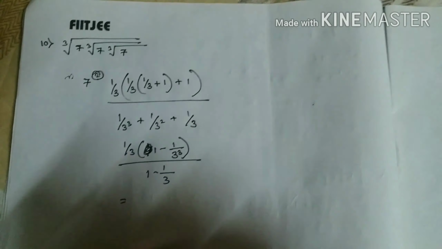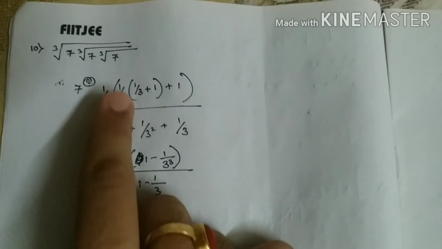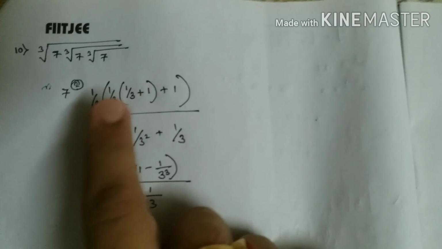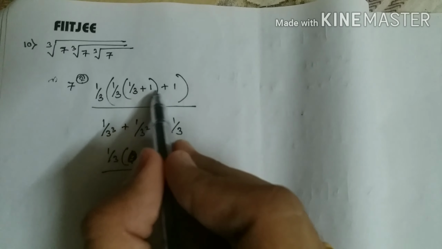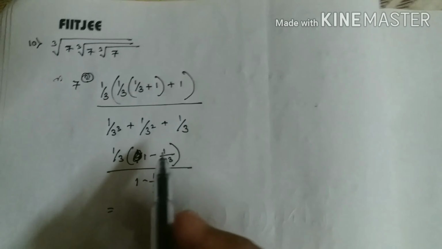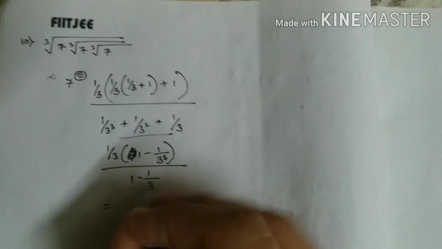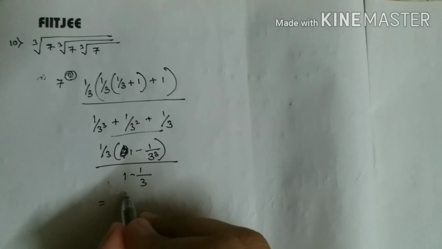Okay, now question number 10. I've already done it here, just see it. This time 7 to the power something. So now that something we have to calculate, we again calculate like the previous question, 1/3 into 1/3 into 1/3 plus 1, and we'll do like that. Then we get a GP series, then we calculate the sum of that GP series.